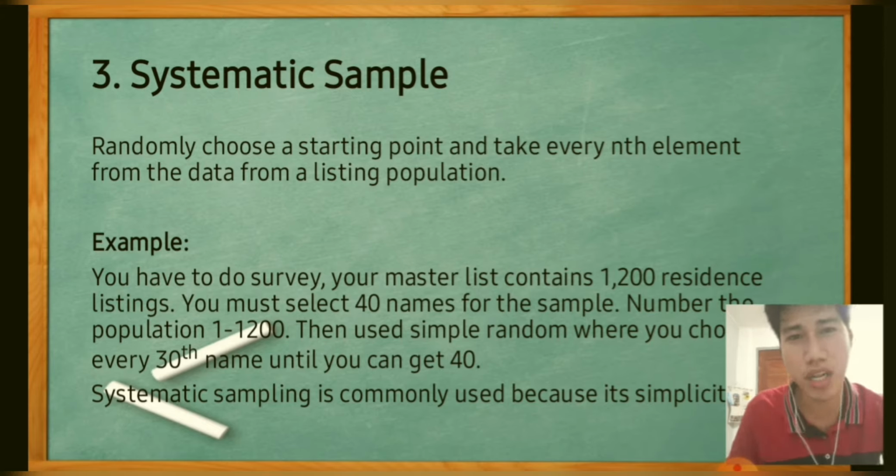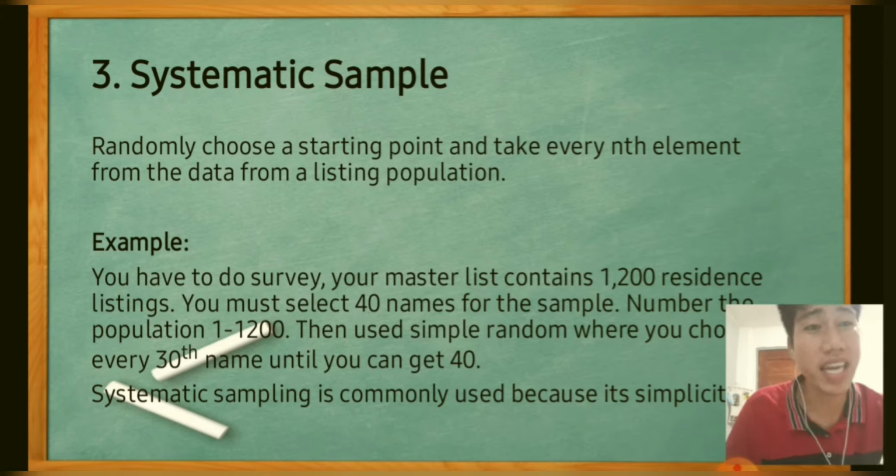For example, you have to do a survey. Your master list contains 1,200 residents. You will conduct a survey and you must select 40 names for the sample. So, how to do that? Using systematic sampling, number the population from 1 to 1,200. Then use simple random where you choose every 30th name until you get 40.